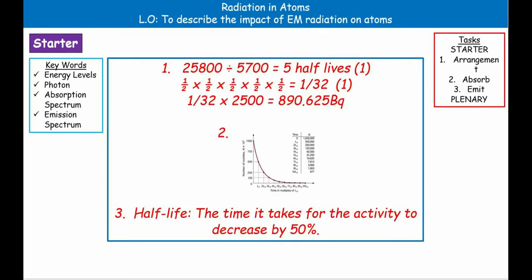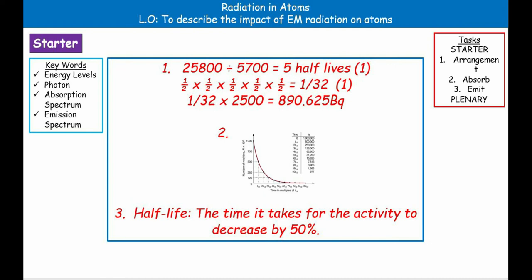Let's mark those starter questions then. Our first one, we need to work out how many half-lives there are first of all. If you did 25,800 divided by 5,700 and got the answer of 5, that's worth 1 mark for you. If we then worked out the fraction of our activity, so a half times a half times a half times a half times a half, and we got 1 over 32, then that's worth a mark.